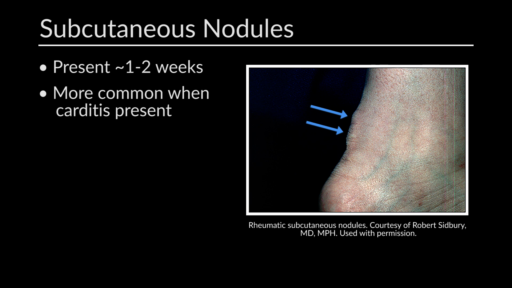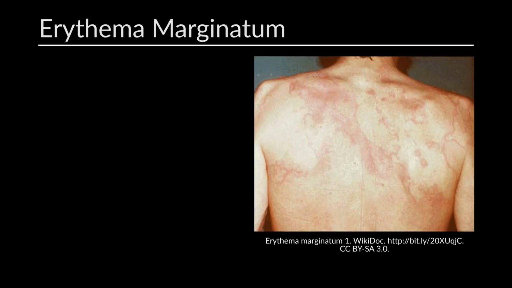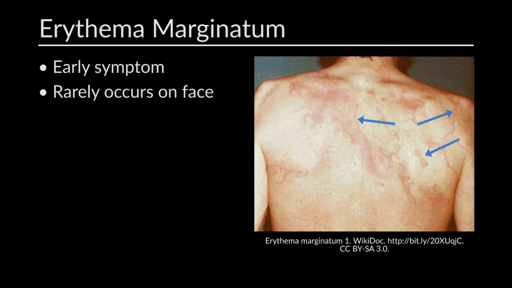has evidence of carditis. Erythema marginatum starts out as painless, flat pink patches on the skin that spread outward in a circular pattern. This is often an early symptom of acute rheumatic fever and often spares the face. This rash may be present for months after the onset of acute rheumatic fever.